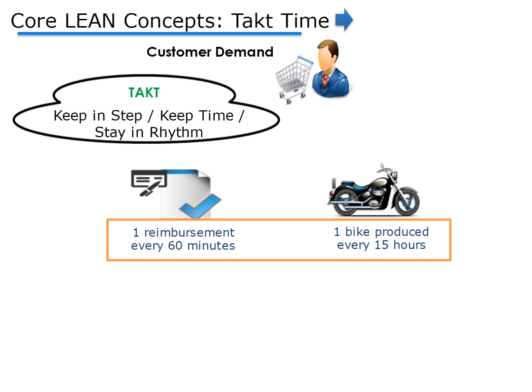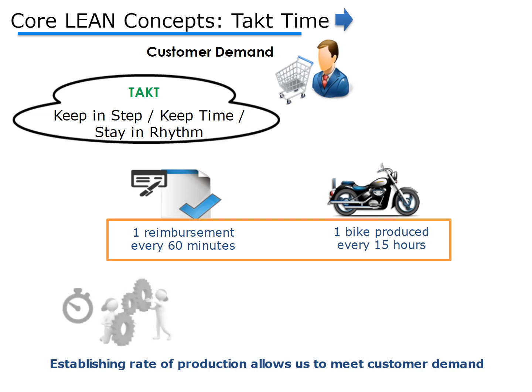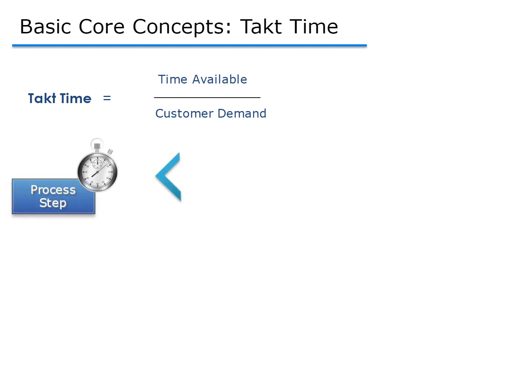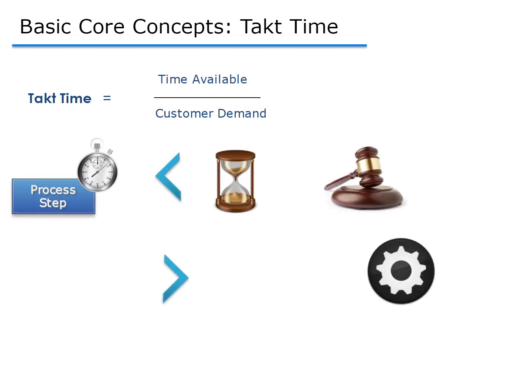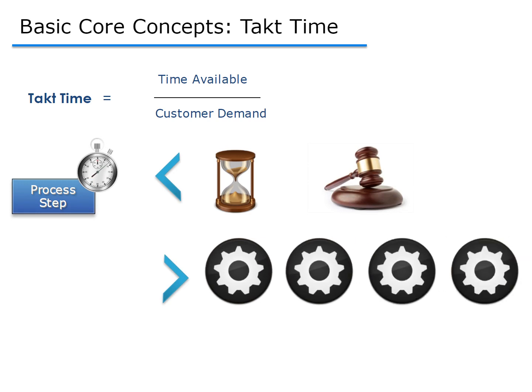Takt time is a critical element of flow as it sets the pace of a process. Establishing the rate at which the product and service should move through the process allows us to maintain an appropriate pace to meet customer demand. Takt time is calculated by dividing the time available to work by the customer demand. It is expressed as the time needed to create a product or service. Ideally, each process step should take slightly less time than the takt time. Longer times can create bottlenecks.